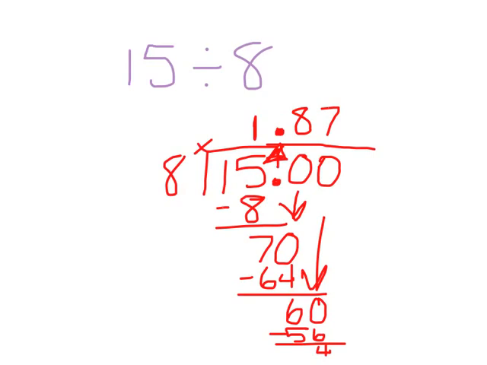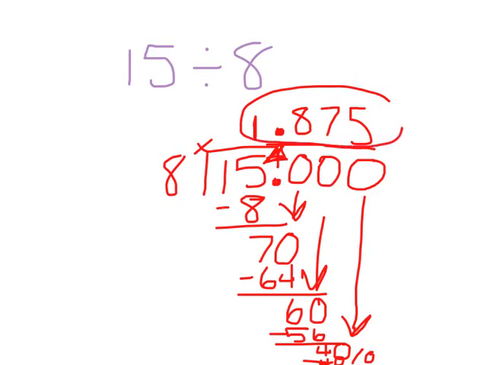I don't want a remainder when I'm dividing with a decimal, but I can add another 0 without changing the value of my number. Now I can bring that 0 down. How many times does 8 go into 40? 5. 5 times 8 is 40, with no remainder. So when I divide 15 divided by 8, I get 1 and 875 thousandths.